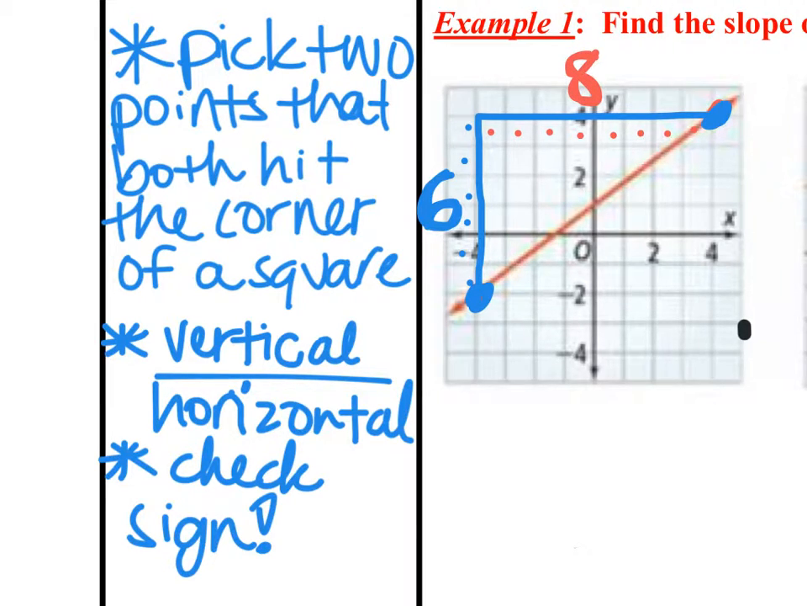We're going to write that in a fraction because we're finding our rate of change. It's got to be a ratio. It's your change in y over your change in x, which would be your vertical change over your horizontal change. So it would be 6 over 8.